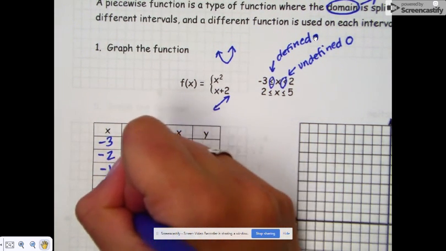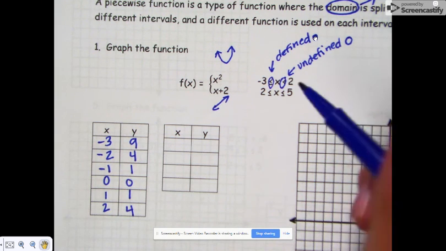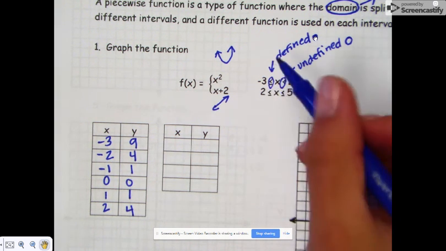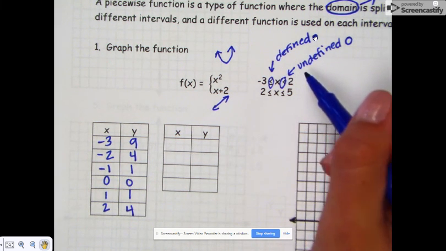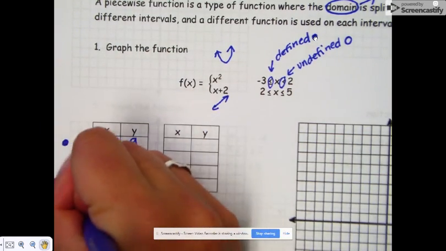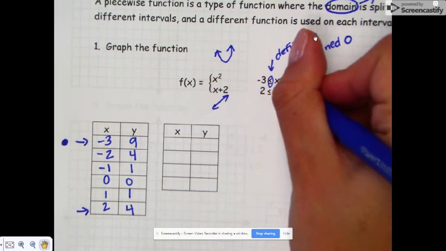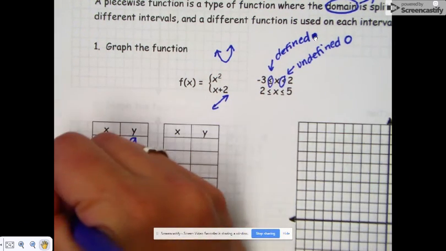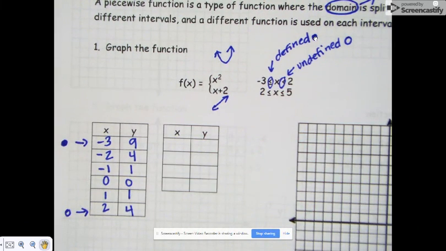1, 1, 2, 4. Okay? So a place to remind yourself, you're going to want to remind yourself what point to leave open and what point to leave closed. So this is going to be a closed point. This one, though, because it's not equal to, is going to be an open point. Okay, so when you graph it, you're just going to want to leave that open.